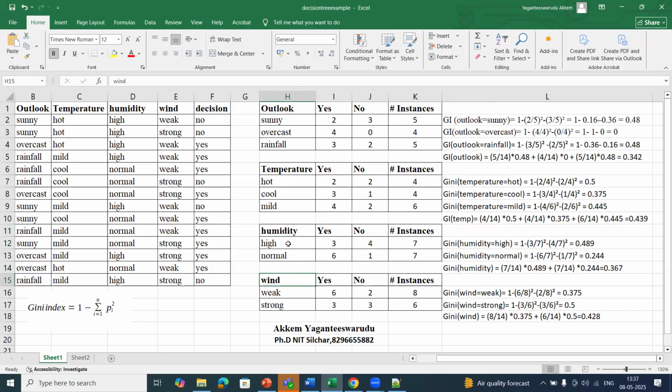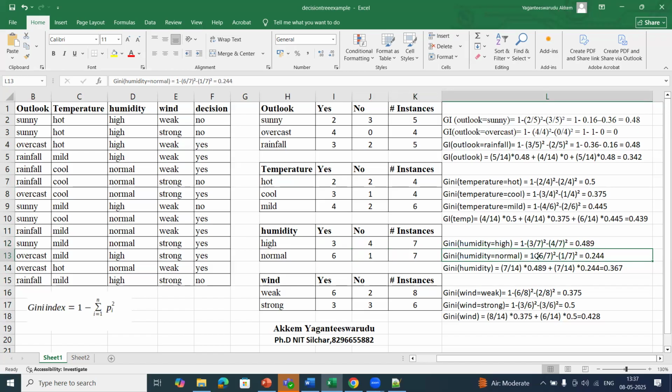So here there are only two values for humidity, right? High and normal. So high 7 instances and normal 7 instances. Probability for yes is 3 by 7. Probability for no is 4 by 7. And for normal, 6 by 7 for yes and 1 by 7 for no. And calculate Gini index: 1 minus 3 by 7 whole square minus 4 by 7 whole square, that is 0.489.